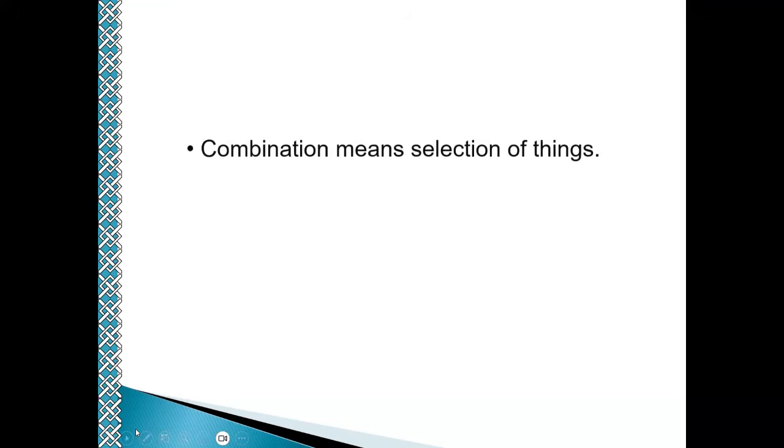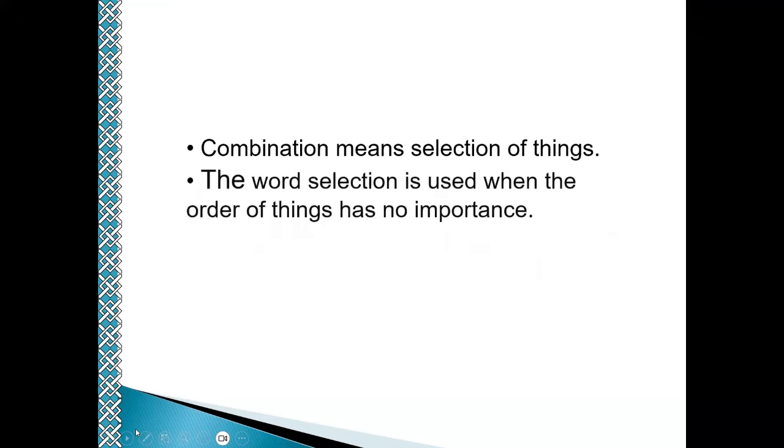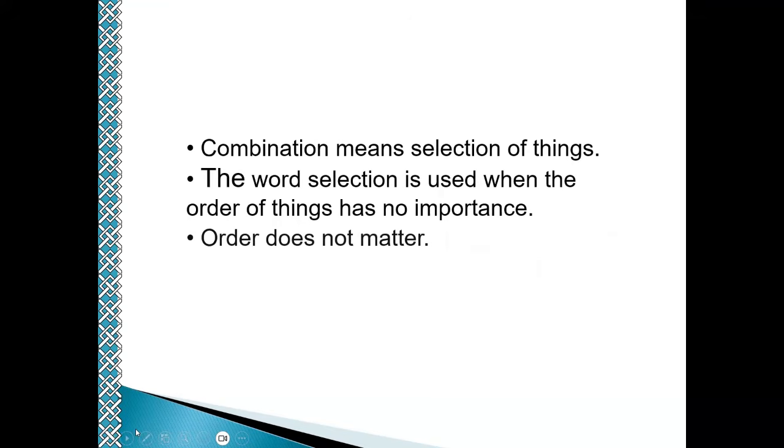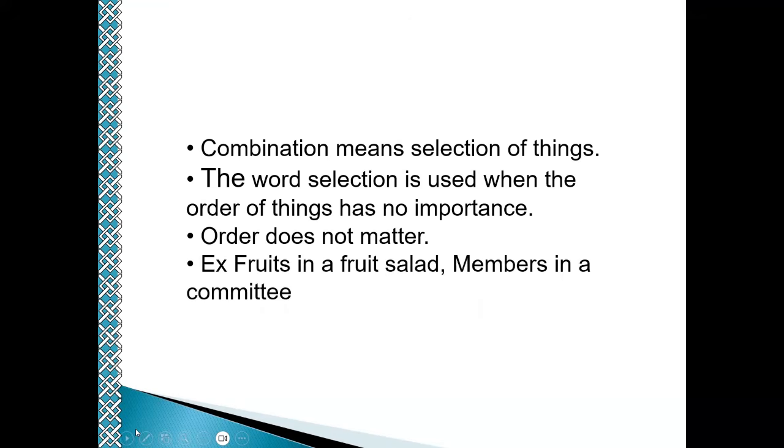So let's take the next. Combination means selection of things. The word selection is used when the order has no importance. Order does not matter here. It is combination. Examples are fruits in a fruit salad, members in a committee. So when I have to form a committee, I have to group them, or I may have a selection, or I may have a choice. So these cases are combination.